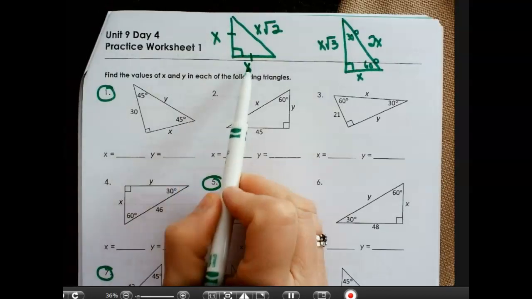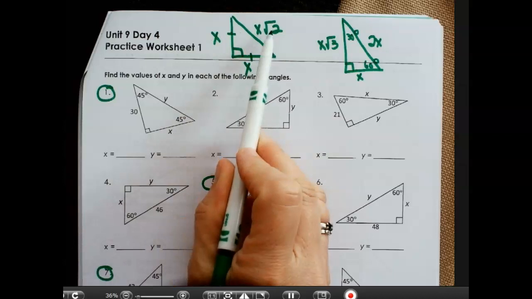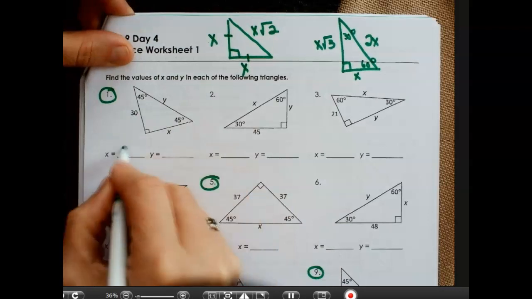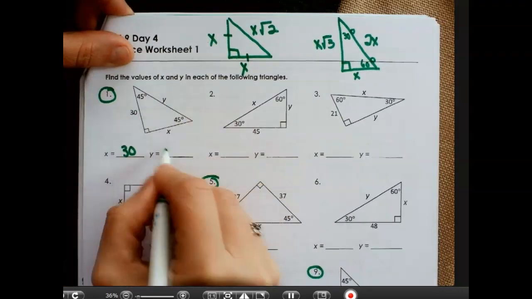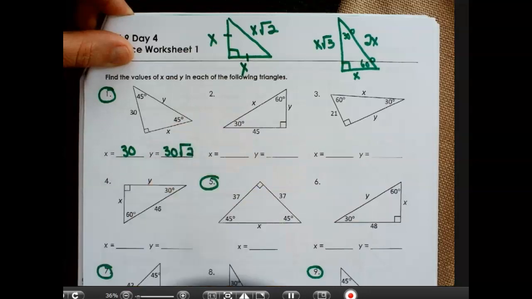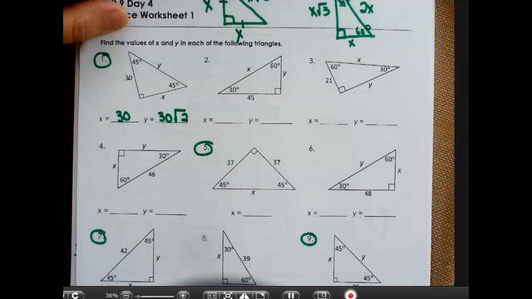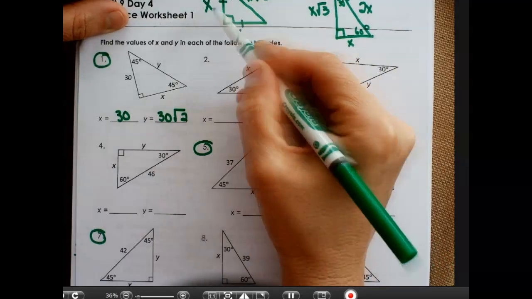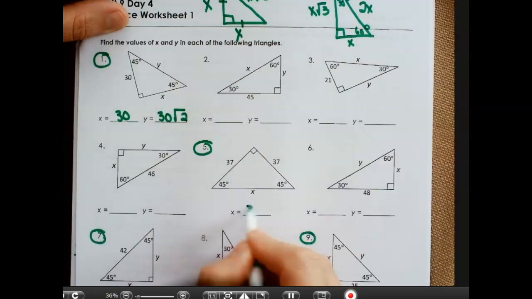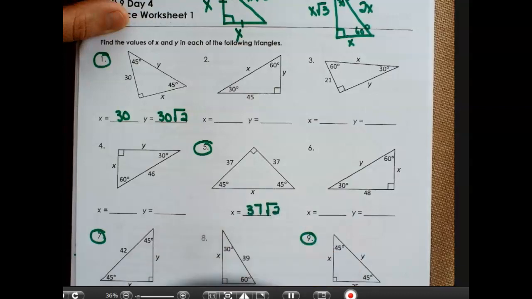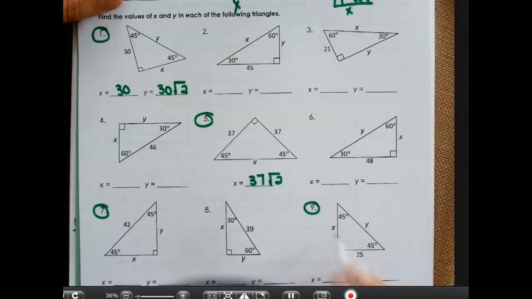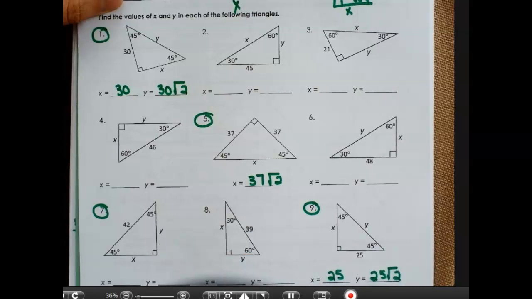If I've been given this leg here, all I have to do is multiply by radical 2 to get to that hypotenuse. So we've got a leg of 30, its other leg would be 30, again because it's isosceles, and to get to there, I multiply by radical 2. Let's go to this number 5, same thing. I've been given both of the legs, so I'm here or here, and to get to that hypotenuse, I simply multiply by radical 2. Let's go take a look at number 9. Number 9 is the same thing. Again, here's a leg. That means x is the other leg, and the hypotenuse is 25 radical 2.